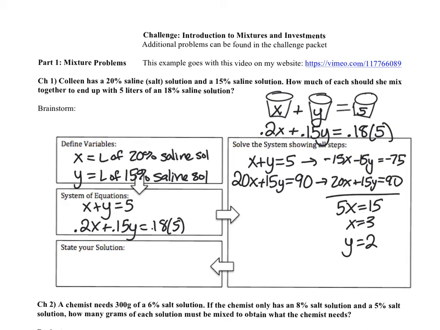That makes sense because at the start we knew that we would want slightly more of the stronger solution in order to make an 18% solution.